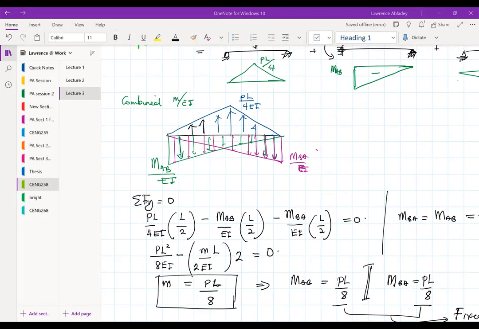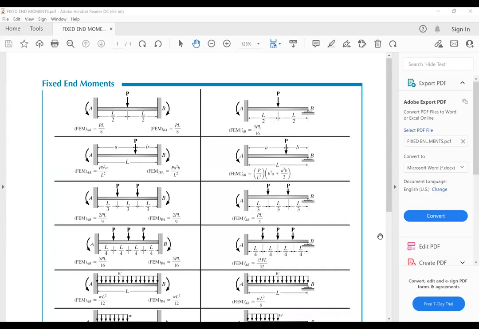So if you check the Hibbeler book, new share. Let me stop share first. Okay, so here we have. All right.